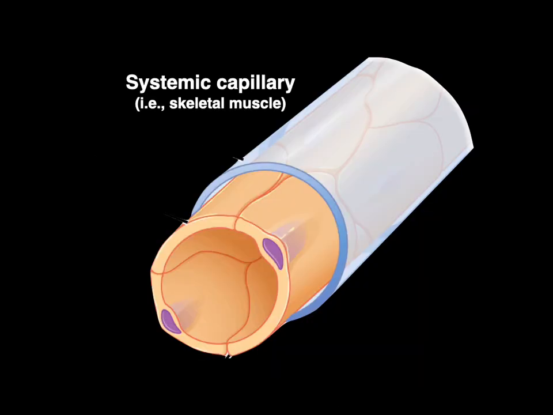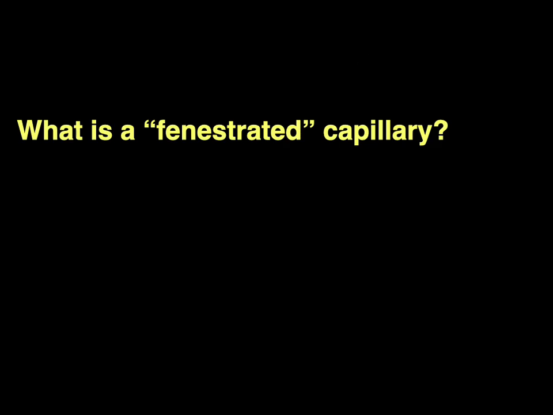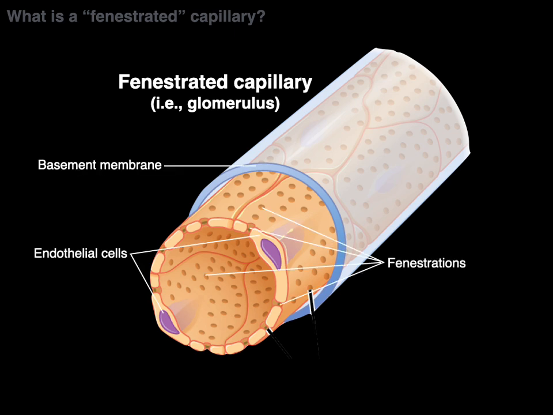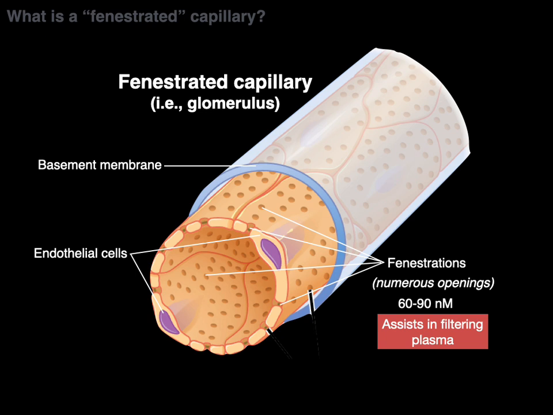So this is a systemic capillary, like something you find in a skeletal muscle. There's endothelial cells and there's a basement membrane. It's a capillary, so there's no tunica media or externa. What is a fenestrated capillary? Well, a fenestrated capillary, like we see in the glomerulus, has endothelial cells and a basement membrane. But look, it has all these fenestrations, these numerous openings that are 60 to 90 nanometers in diameter. This is what is going to assist in filtering plasma initially.